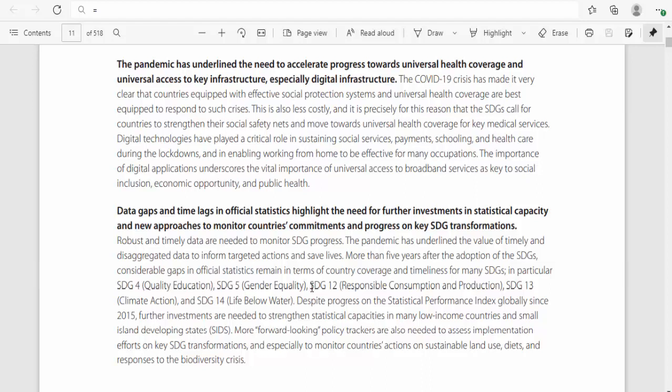The crisis has made it very clear that countries equipped with effective social protection systems and universal health coverage are best equipped to respond to such crises. This is also less costly, and it is precisely for this reason that the SDGs call for countries to strengthen their social safety nets and move towards universal health coverage for key medical services. Digital technologies have played a critical role in sustaining social services, payments, schooling, and healthcare. The importance of digital applications underscores the vital importance of universal access to broadband services as key to social inclusion.